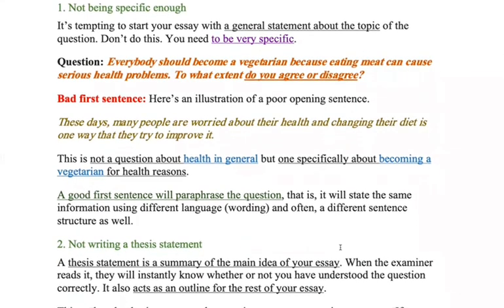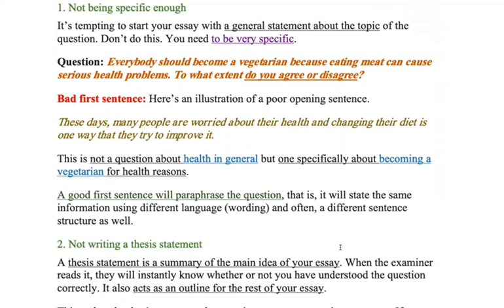A good first sentence will paraphrase the question, as I said earlier. To paraphrase the question, in other words, means to state the same information using different language or wording and a different sentence structure as well. When you paraphrase, it doesn't mean that you only change the synonyms, the words alone. You need to restate the ideas in your own words, okay? Don't change the meaning, but change the structure and the words as you can, okay?